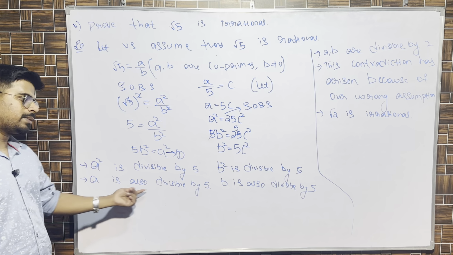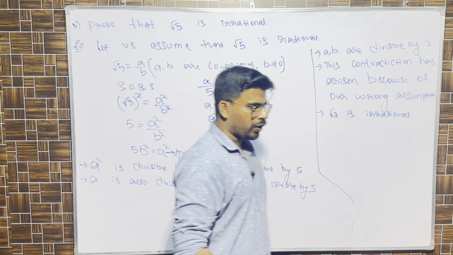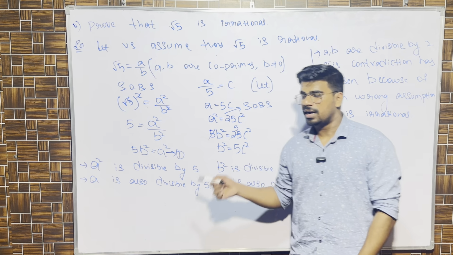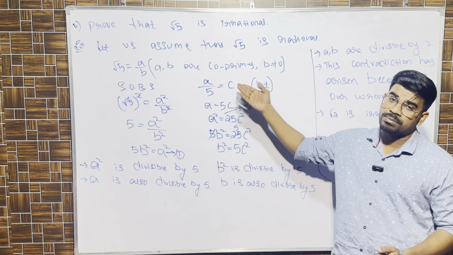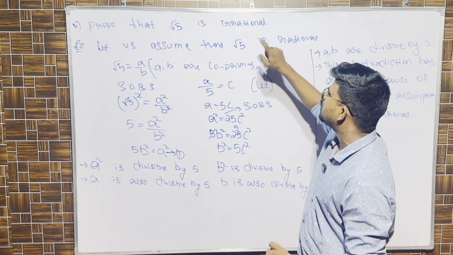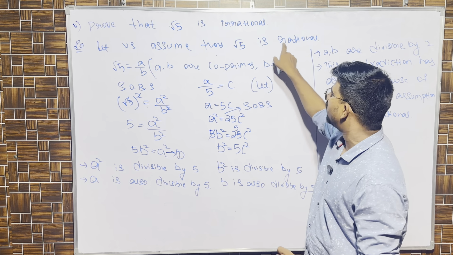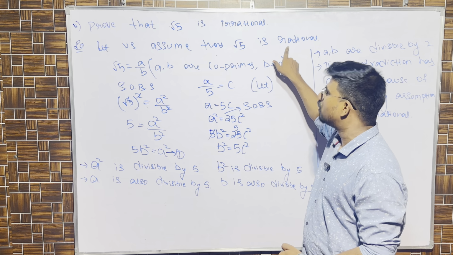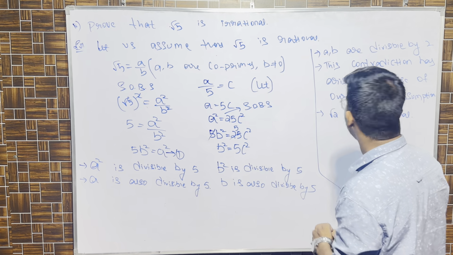Now a square is divisible by 5, b square is divisible by 5. If both the numbers, if a and b are divisible by the same number, how come they are coprimes? Same concept. They are no more co-primes. That means our assumption that we considered is wrong. What was our assumption? That we considered it to be a rational. That is wrong, which means the number is irrational.